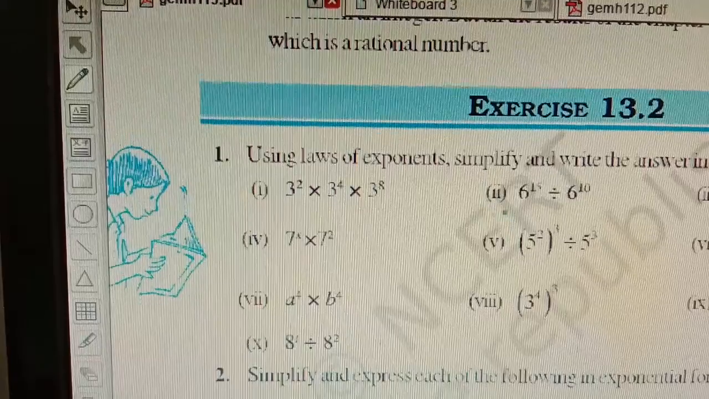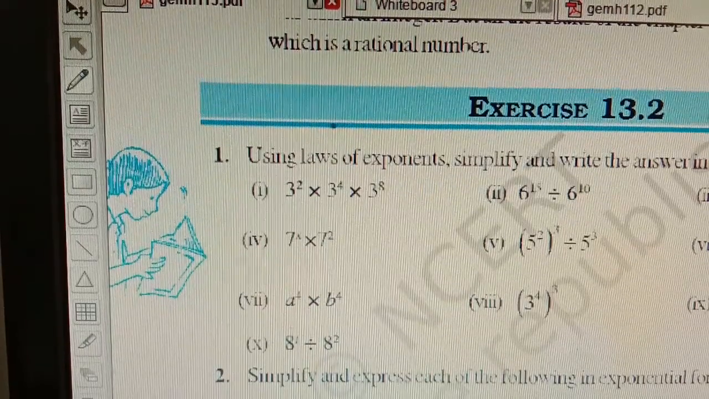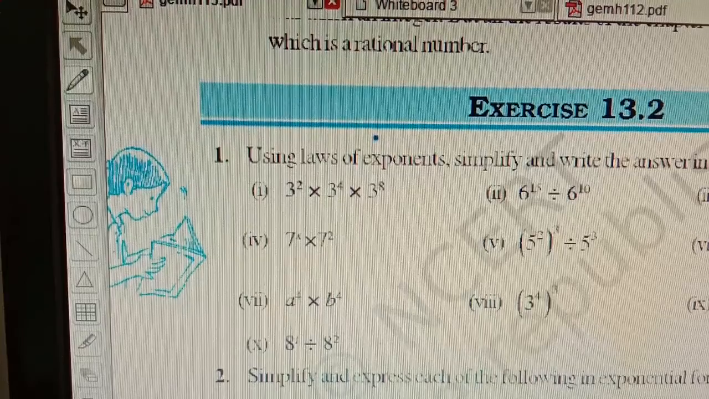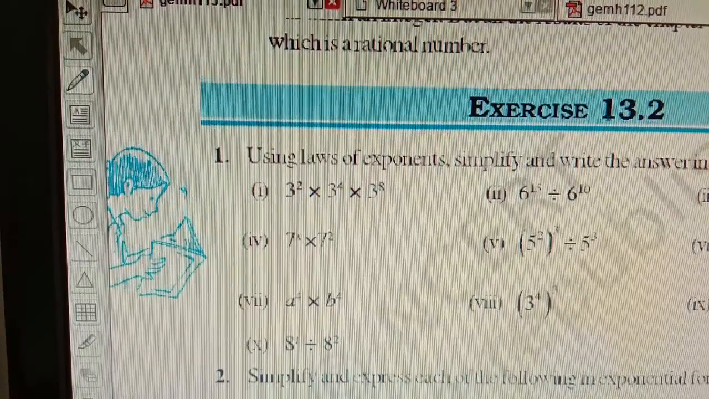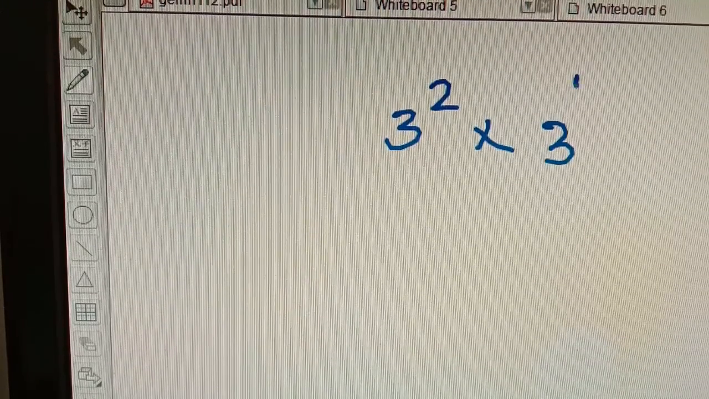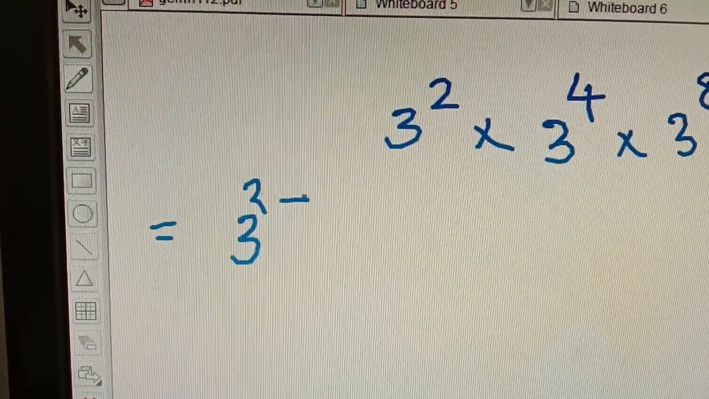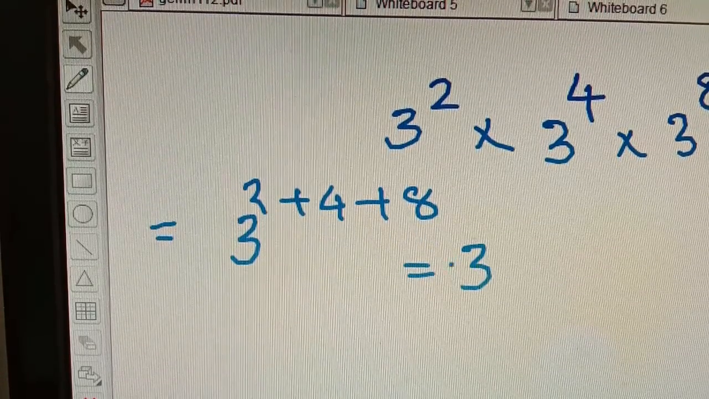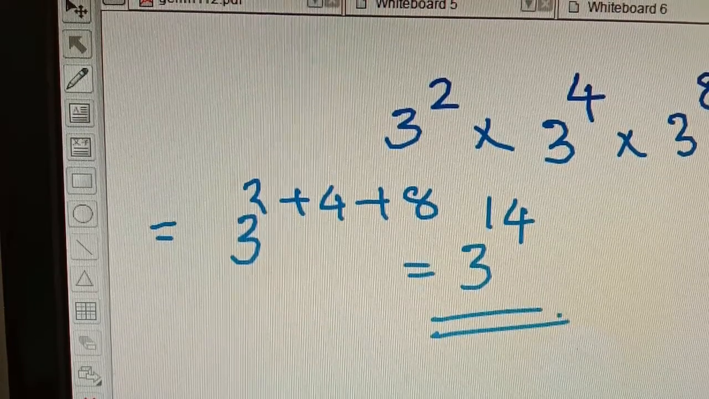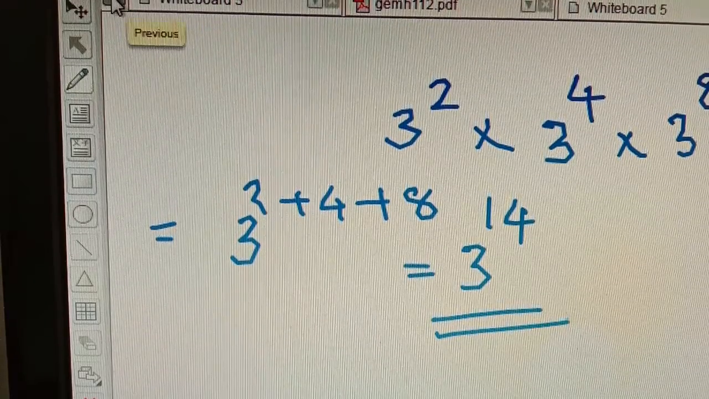3 to the power of 2 into 3 to the power of 4 into 3 to the power of 8. So here we can apply the law: a to the power of m into a to the power of n. Their bases are same, powers are different, so we just add the powers. Here the powers are 2, 4 and 8. So we can write it as 3 to the power of 2 plus 4 plus 8. That is 2 plus 4 is 6, 6 plus 8 is 14. So 3 to the power of 14 is the answer. You just add the powers.